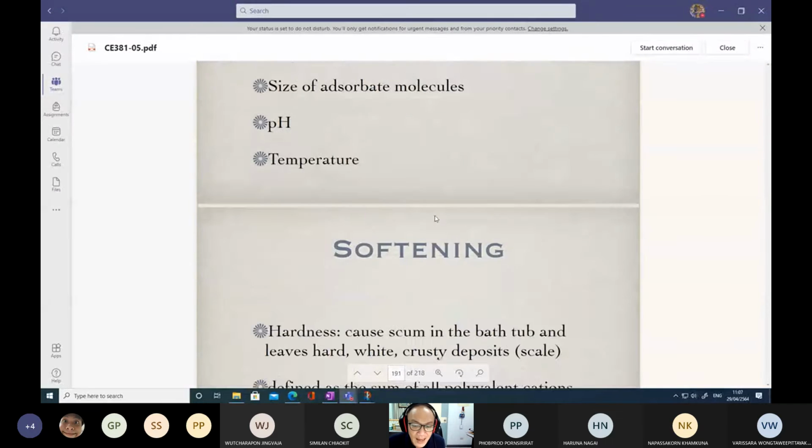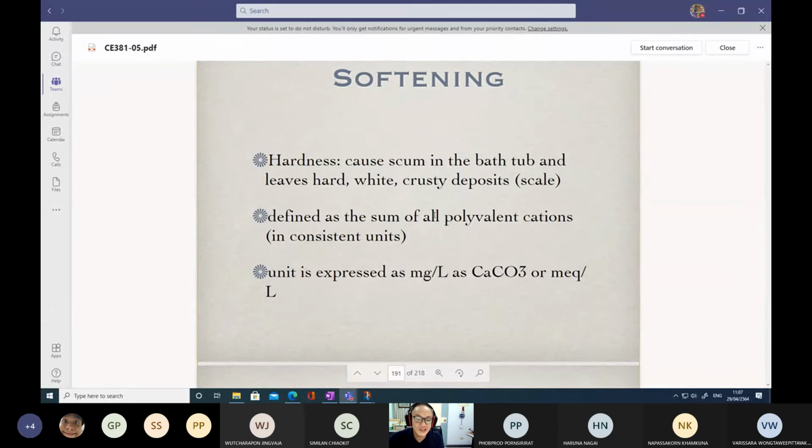Now we move to the last section of this chapter. This one is the last because the disinfection we have already talked about last week. Softening is a process we use to remove the hardness. There are 2 or 3 types of hardness removal process, but softening is one of the most commonly used.